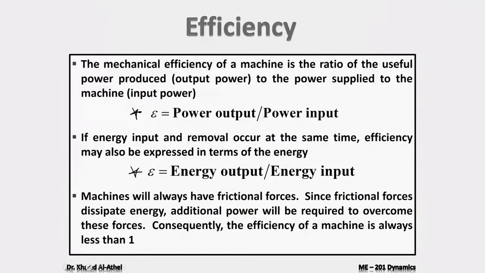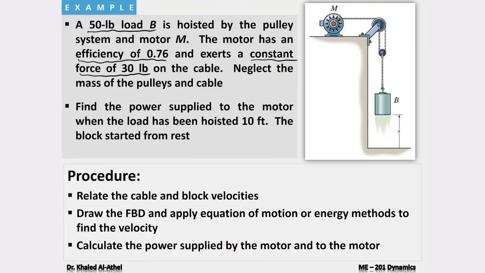Okay, now look at the equation that we defined here. Efficiency was given, and power input was asked to be found. So basically I need power output. Power output is basically force times velocity. Force was given, so I need to find the velocity. That's what I need to solve in this problem. So first of all, I need to relate the cable and block velocities, since I need to find the velocity. Then draw a free body diagram and apply either equations of motion or the principle of work and energy.